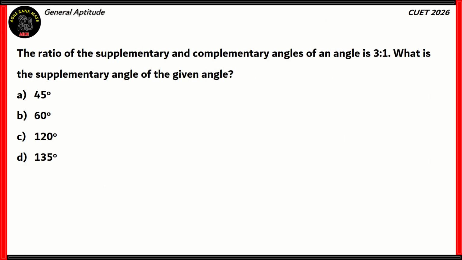Next question. The ratio of the supplementary and complementary angles of an angle is 3:1. You need to find the supplementary angle of the given angle. Supplementary is 180 minus the given angle. Complementary is 90 minus the given angle. Let's consider the angle to be x. The ratio is given as 3:1. You need to find 180 minus x. That's our value to be found.